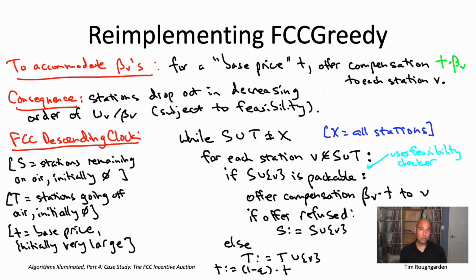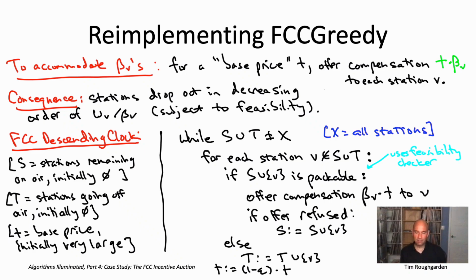On the other hand, there's also this third case where there is room for the station V. The repacking checks out. But on the other hand, the station did accept that lower offer. And that's fine. That just means that that station is going to persist to the next round, to the next iteration of the while loop, when it should be expecting to see a new lower offer of compensation.